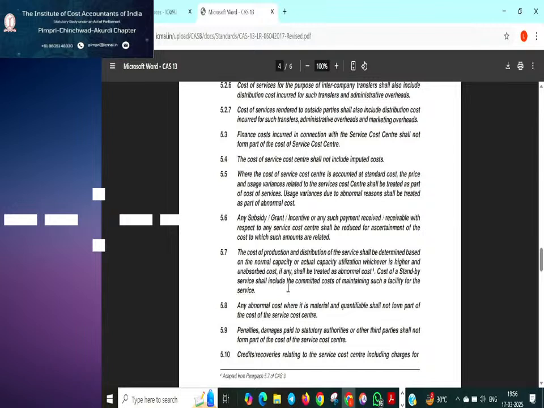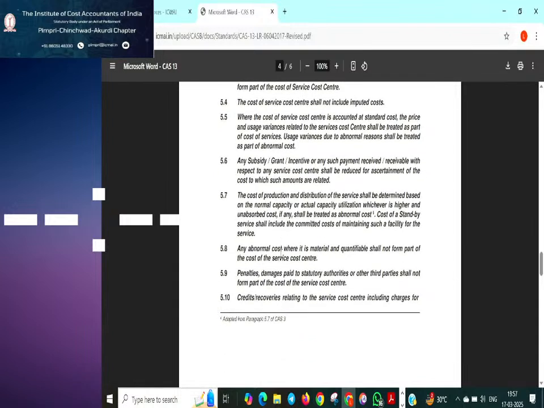Then coming to cost of standby service, it shall also include the committed cost of maintaining such a facility. That is, a standby service is always available, but it is used only when there is a necessity. But that doesn't mean that you don't maintain it. For example, we have fire extinguishers. It is not like day in and day out you will be using it, but still you are having it in your facility. For what purpose? It's a standby support. But you also incur cost to maintain that. So that will also be included in the cost of production.